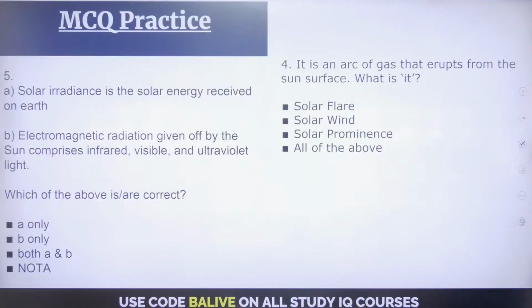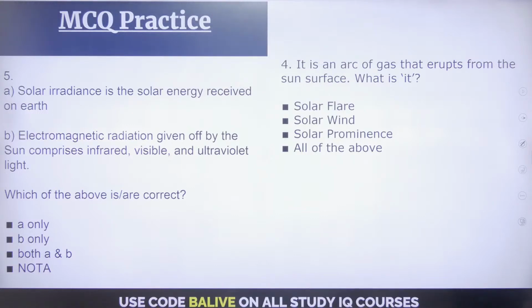Okay. Let's look at these questions, guys, 5 and 6. Let's go ahead. Question number 5. Statement A: Solar irradiance is the solar energy received on Earth. Statement B: Electromagnetic radiation given off by the sun comprises infrared, visible, and ultraviolet light. Which of the above is correct?